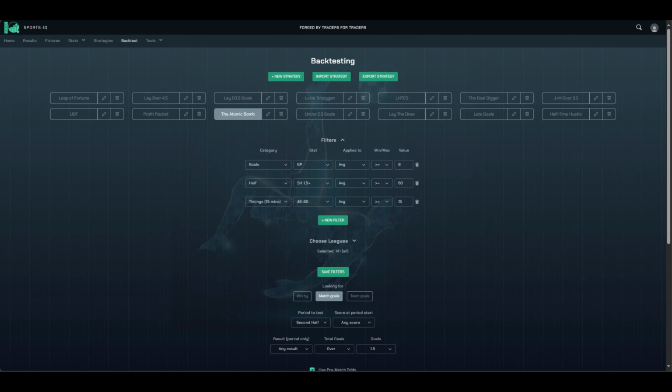Right, let's break down the atomic bomb strategy. This strategy is designed to capitalize on second half goals by targeting matches with a strong statistical backing for late action. So here is how it's structured.